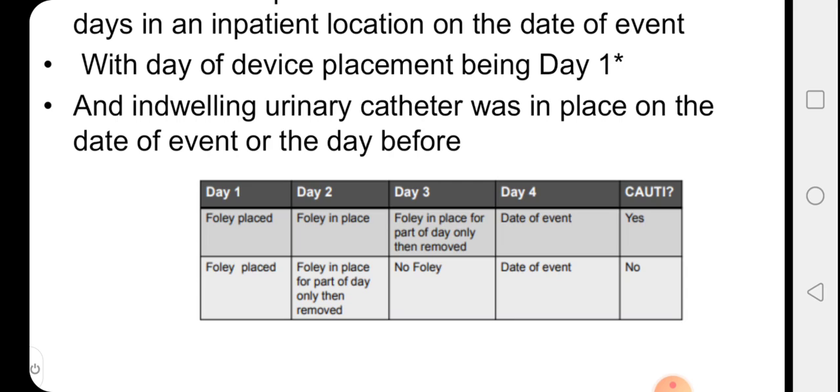But if you look into the second row, the date of event was day 4 and the Foley was in place only for 1.5 days, day 1 and part of the day for day 2. So this doesn't meet the criteria of CAUTI. Okay.